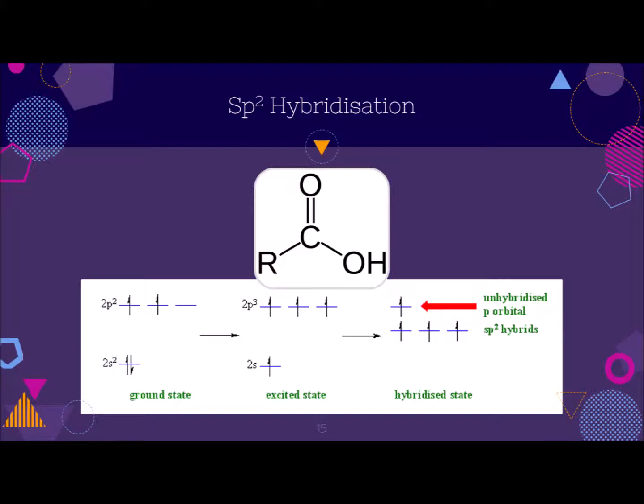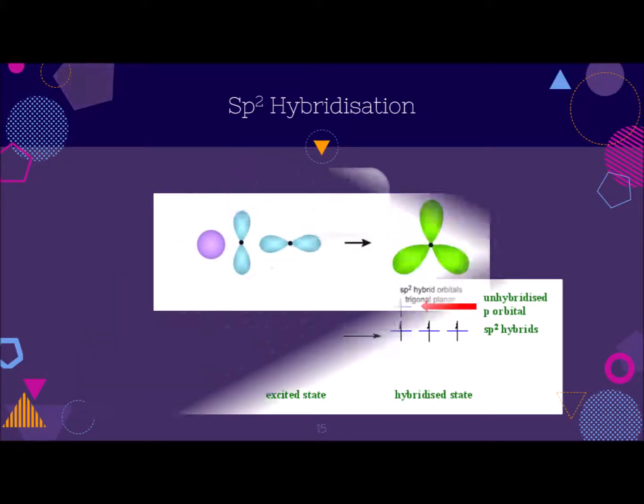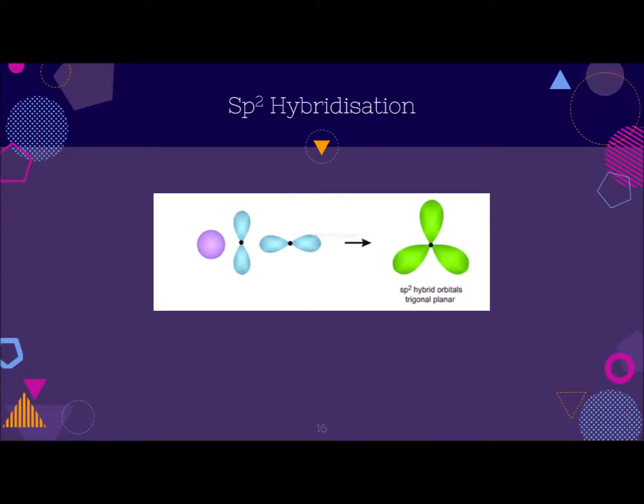Once again, let's have a look at what this is in a diagrammatic format. The s orbital, coloured purple, can bond to 2 of the p orbitals, coloured blue, to form 3 sp2 orbitals, coloured green. However, there is an exception in BF3, a trigonal planar molecule with no pi bonds.